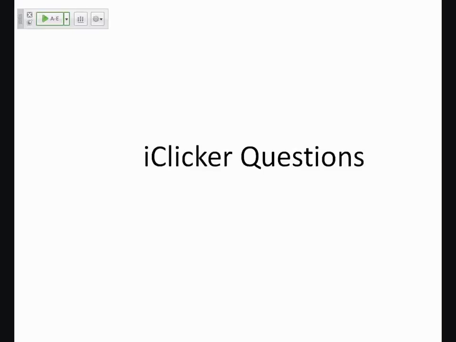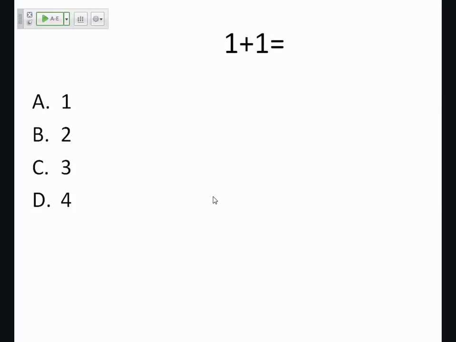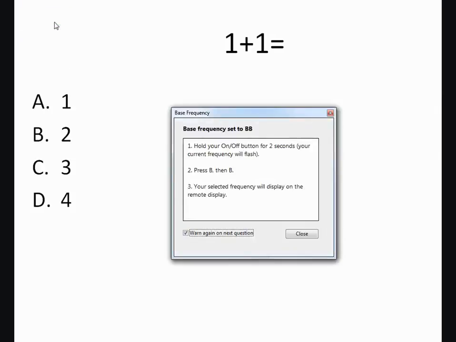When you're at this screen and the instructor is showing you an iClicker question, like for instance this one, and they click on A to E, if there is a different frequency in this room than other rooms, you'll be getting this notification that you have to set your iClicker to be in this frequency. In this case, it's BB.